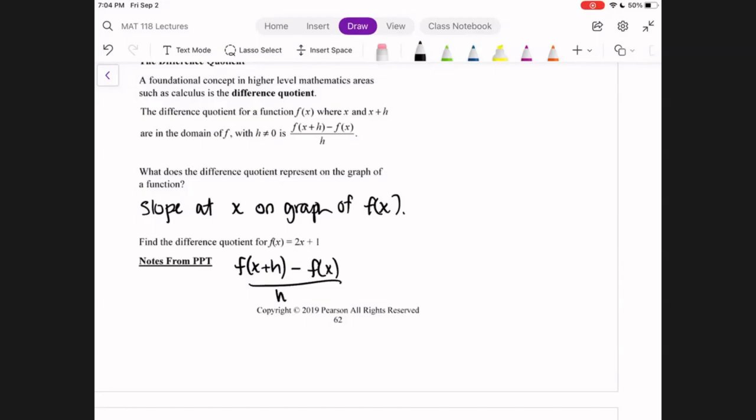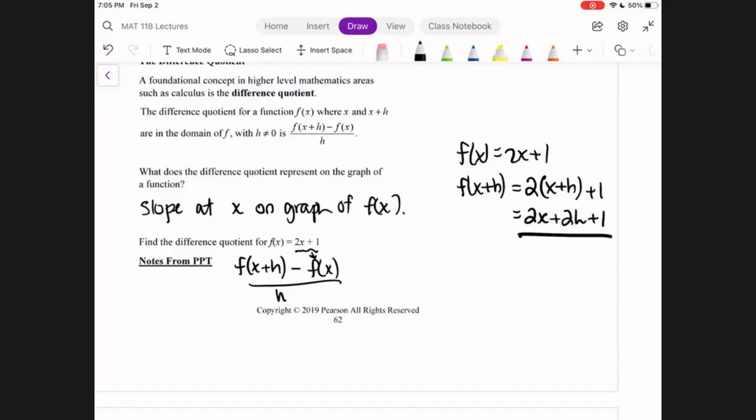So you'll see here, we already have f of x. So this part will be f of x, right? Because it's the exact same. But to figure out f of x plus h, for all the x's I see, I'm going to plug in x plus h. So it'd be 2 times x plus h plus 1. If I distribute the 2, I get 2x plus 2h plus 1. So that is what f of x plus h is.